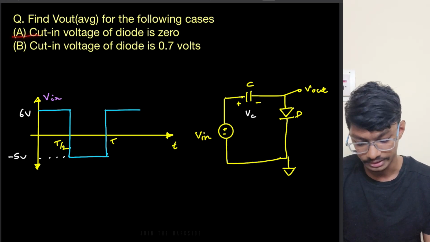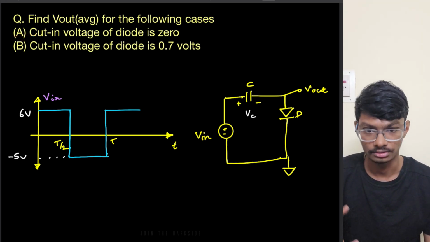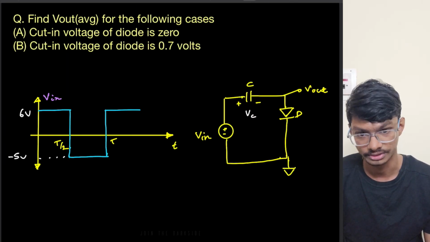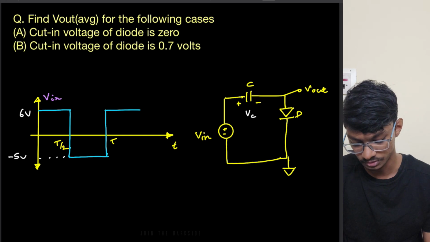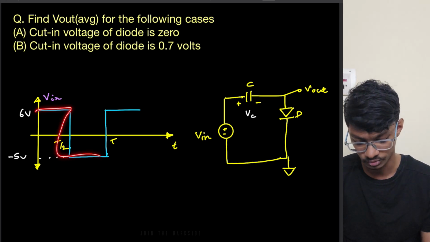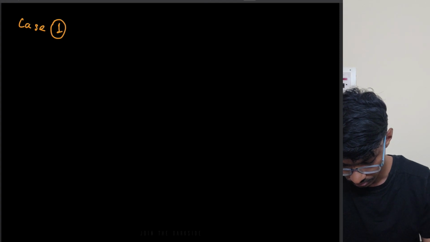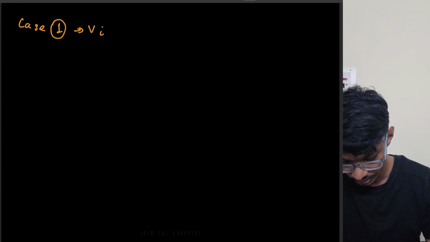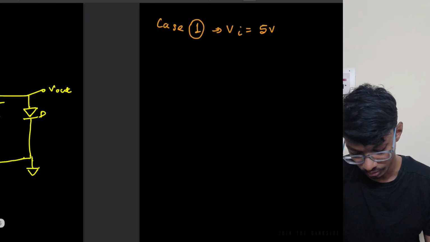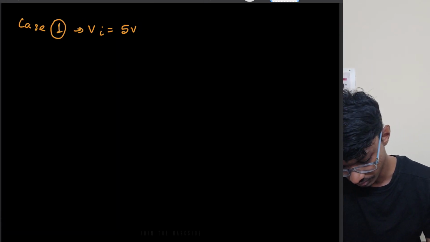So for the first case, when the diode is ideal, we should write for case 1 when the input is here, it's 6 volts. I should mention the input is swinging from 6 to minus 5 volts as a square wave. It is not symmetrical. Okay, so case 1, when Vi equals 6 volts. So initially Vi is 6 volts.